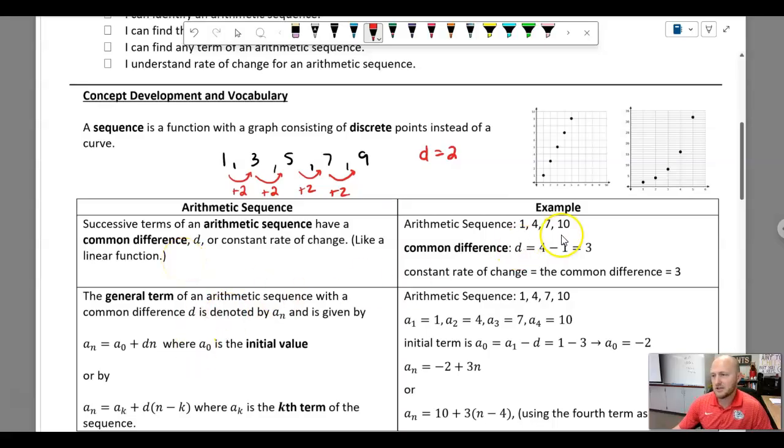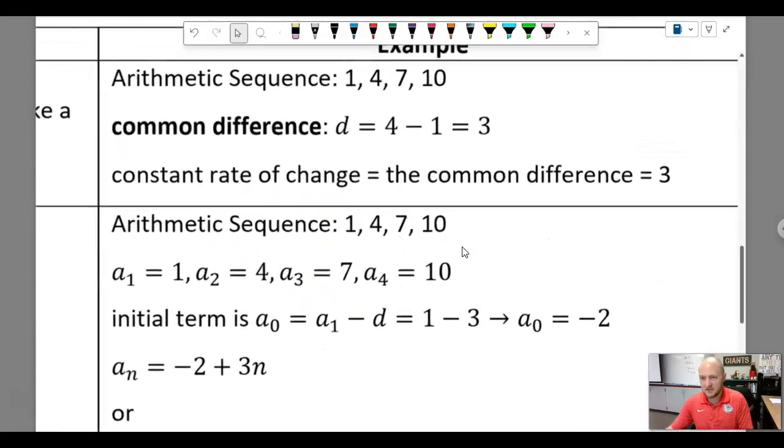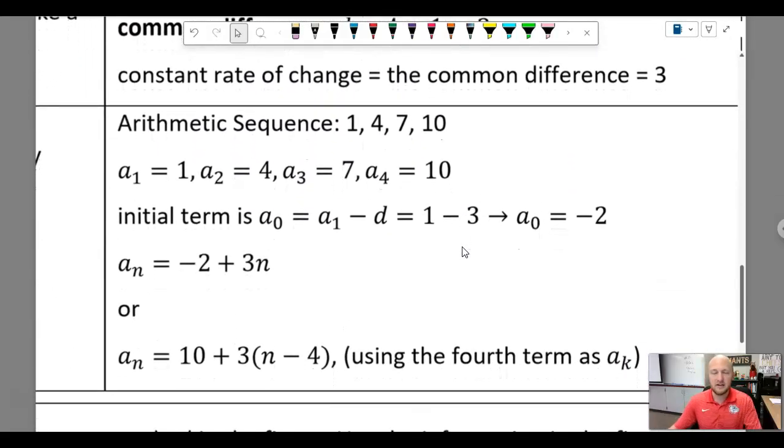Here's another example. I have 1, 4, 7, 10. For the common difference, you can subtract any term by the term before it. So 4 minus 1, your common difference is 3. It's pretty easy to spot, right? It's like pattern recognition.